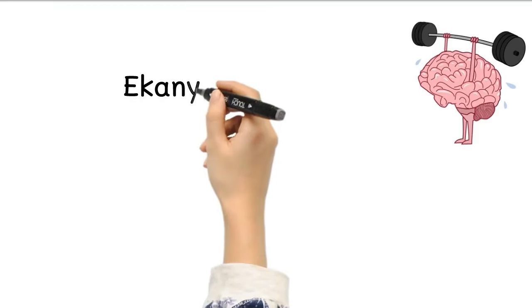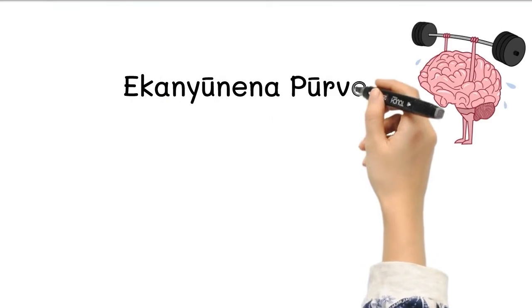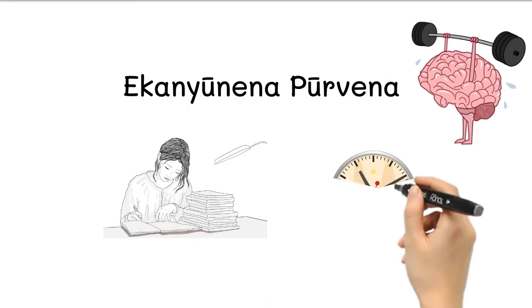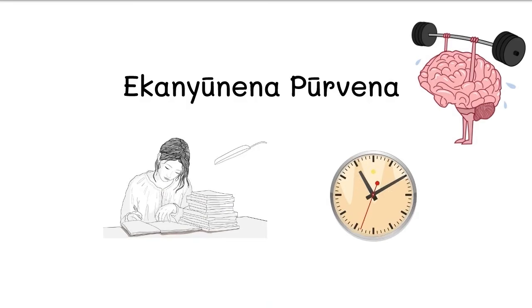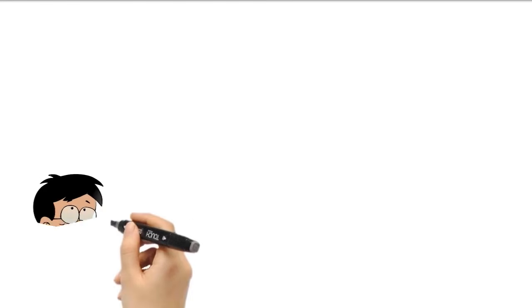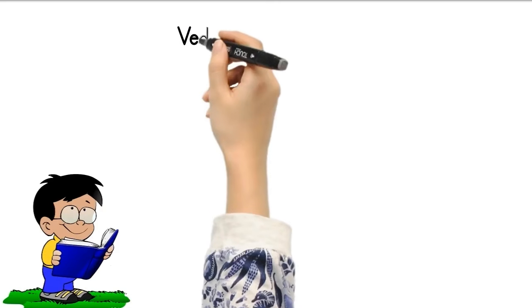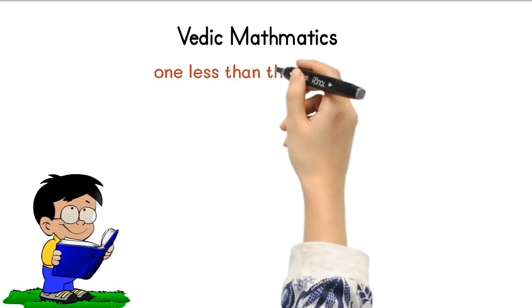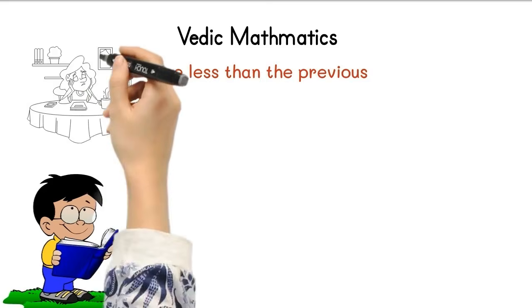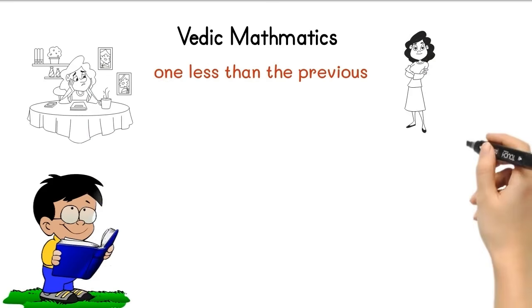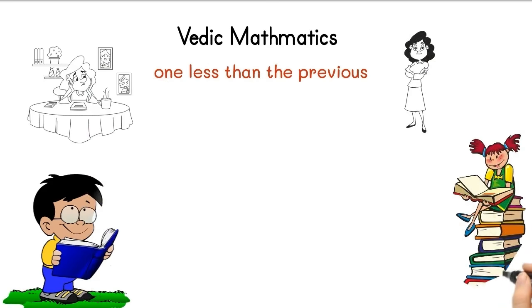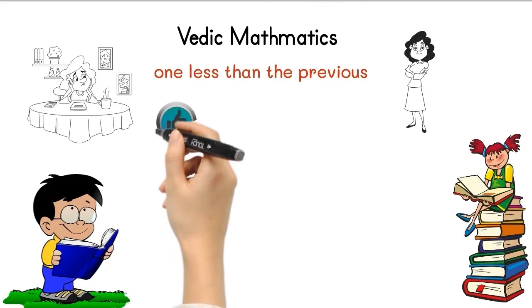This is the power of Ekanunina Purvina, one sutra, endless speed. Practice this daily and you'll see your calculation speed increase 5 to 10 times. Today, you didn't just learn a trick, you experienced the beauty of Vedic mathematics. One simple idea, one less than the previous, and suddenly, big calculations feel effortless. Keep practicing, stay curious, because this is just one step in a powerful journey.